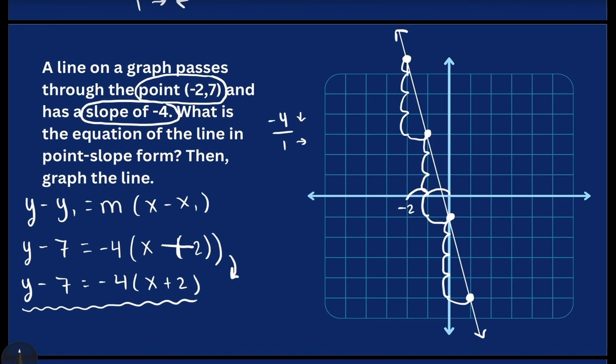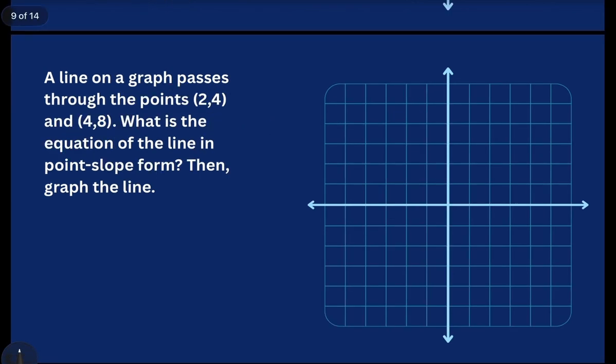So right now, from a point and from a slope, we were able to write it in an equation and we were able to graph it. Now let's do another example. A line on a graph passes through the points 2, 4 and 4, 8. What is the equation of the line in point slope form? Well, here, they simply gave us 2 points, 2, 4 and 4, 8. But they didn't give us our slope.